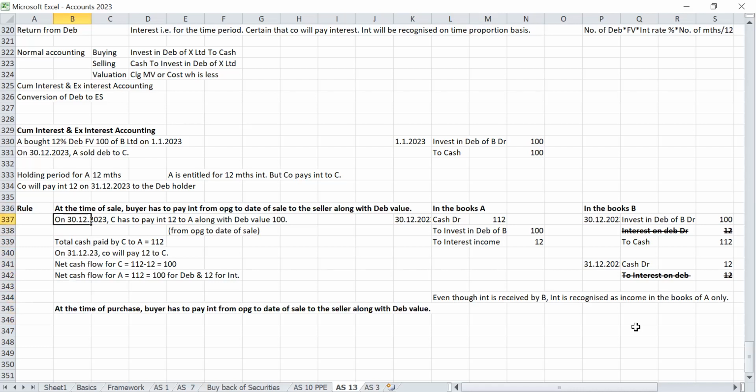So, at the time of sale means what? From one party's perspective, it is the sale. From another party's perspective, it is purchase. So, it is the date of transaction.